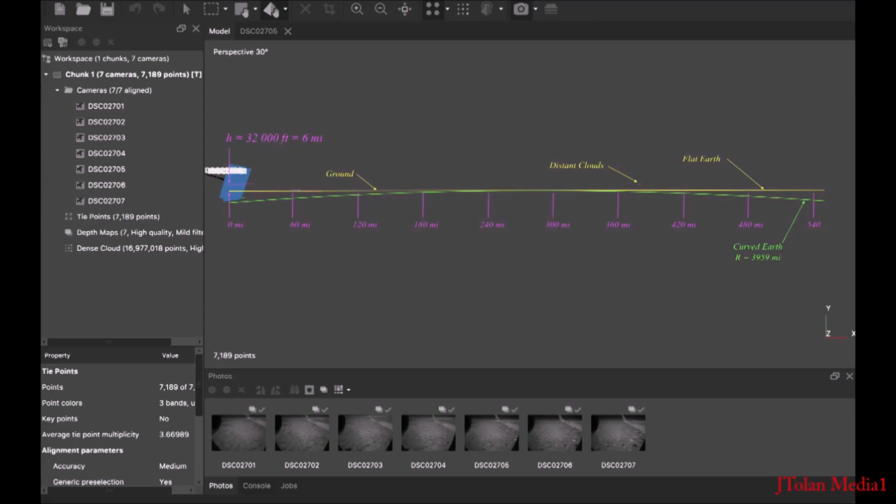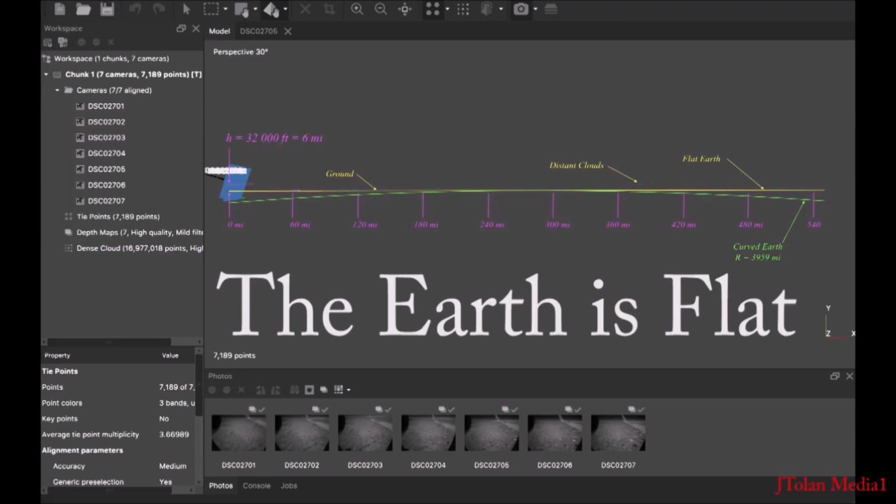Now you can see the clouds, you can see the ground there, and I've also placed the curved Earth. I've calculated that to be accurate, and look at that. That is incredible, folks. Just amazing. I mean, what can we say? You know, the Earth is absolutely flat. It just boggles the mind.